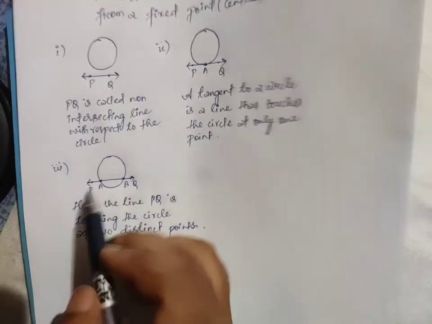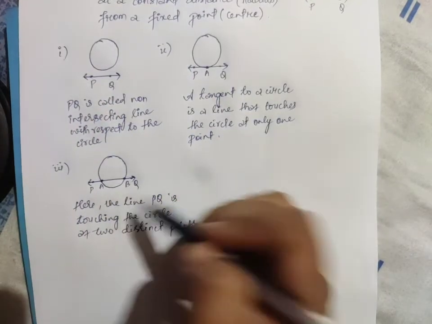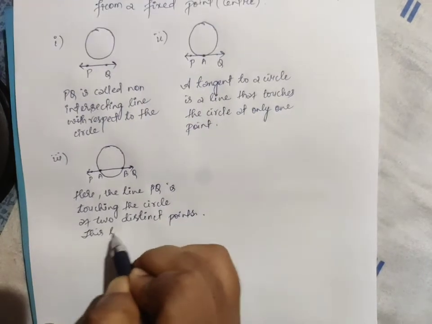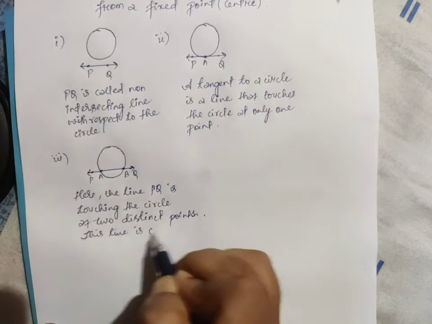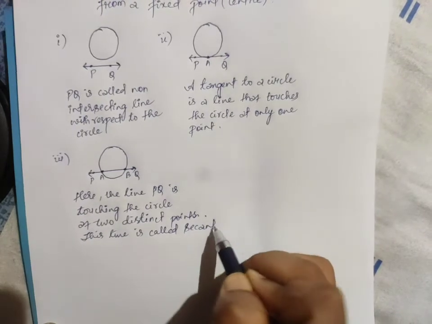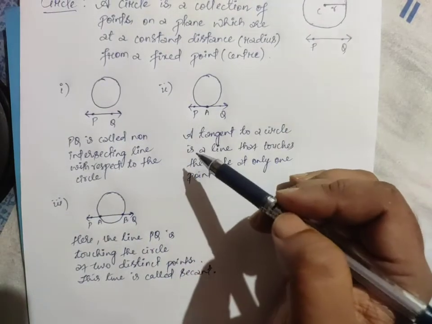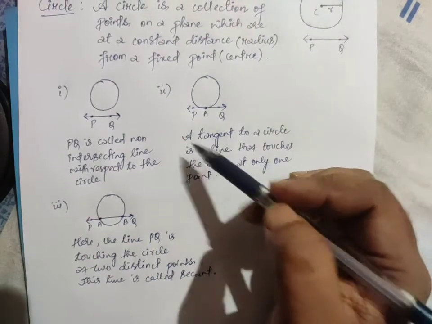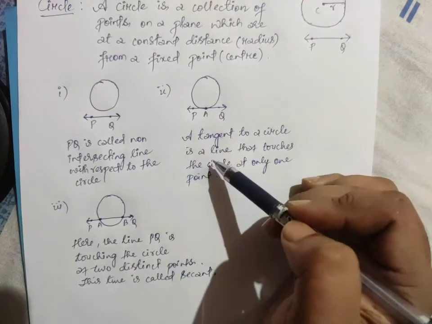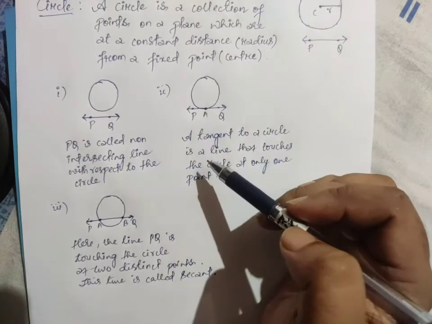If a line touches the circle at two distinct points, then that line is called a secant. You can write: this line is called a secant, S-E-C-A-N-T. These are some of the relations between a circle and a line, but in this chapter we will study more about the tangent. And what is a tangent? A tangent to a circle is a line that touches the circle at only one point.